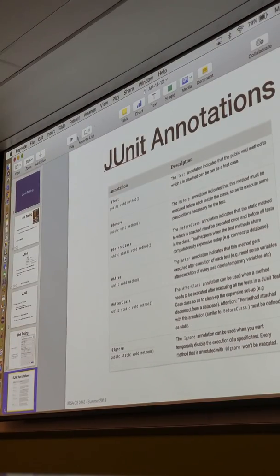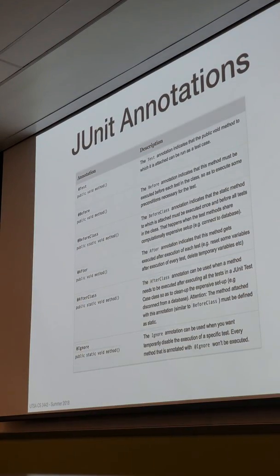All right, so this is what this little slide has, all the annotations. We had the test, before class, after class, and ignore. Ignore is the only one I didn't code in there. It just gets ignored. It gets thrown out by the compiler, so you won't really need it as much. But it is handy if you're working together and you're using GitHub.